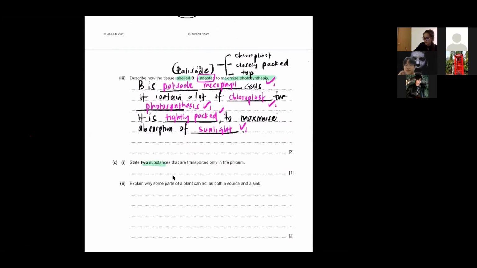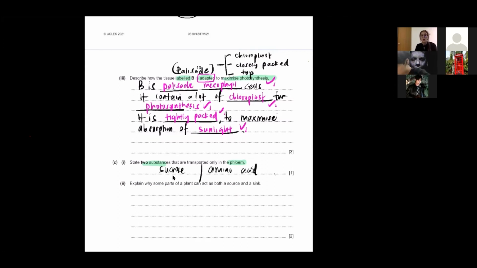State 2 substances transported in the phloem. Easy question. Sucrose and amino acid. Amino acid, yeah. Sucrose and amino acid.